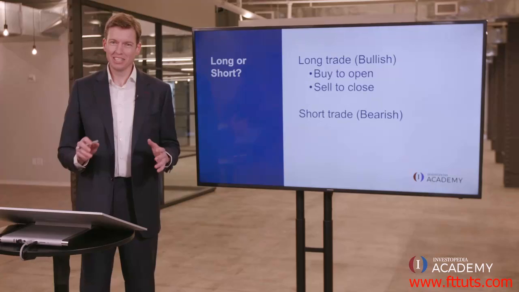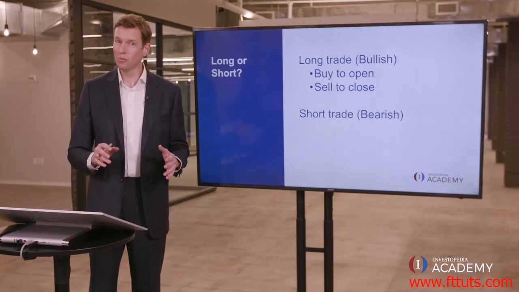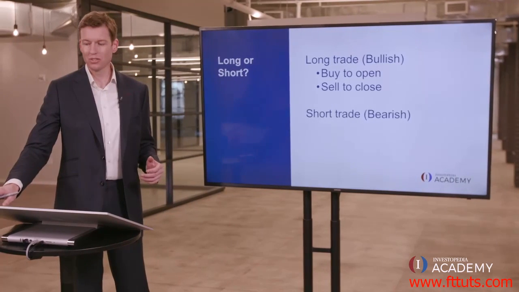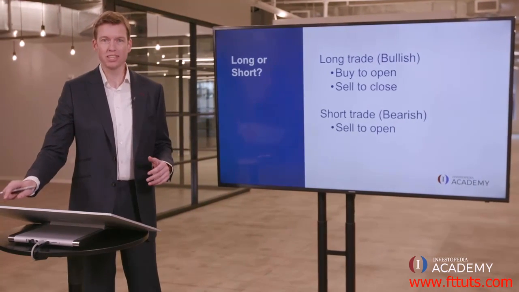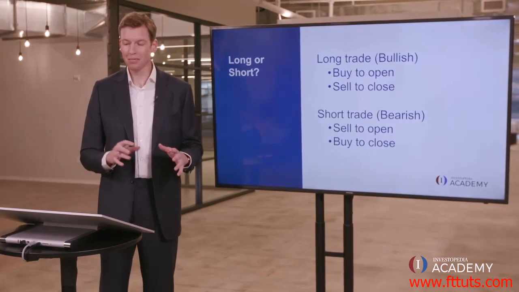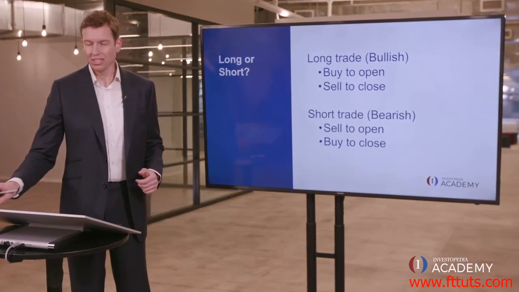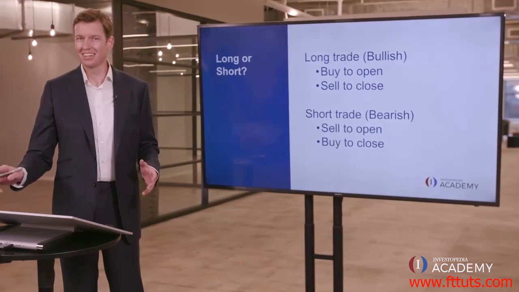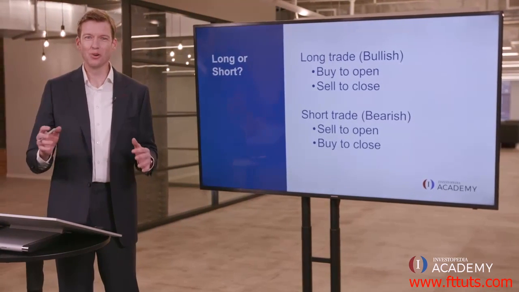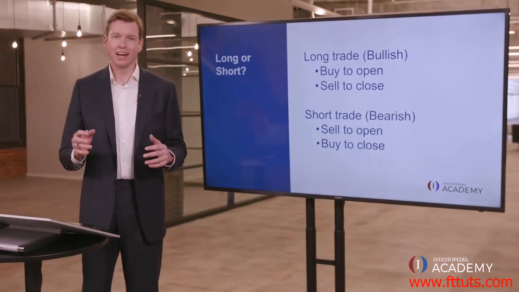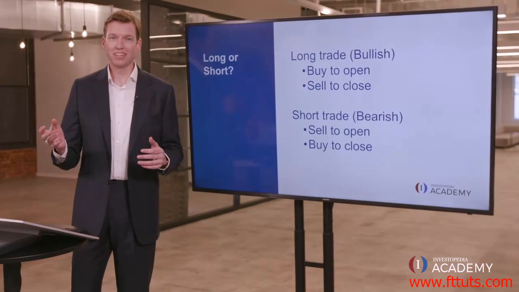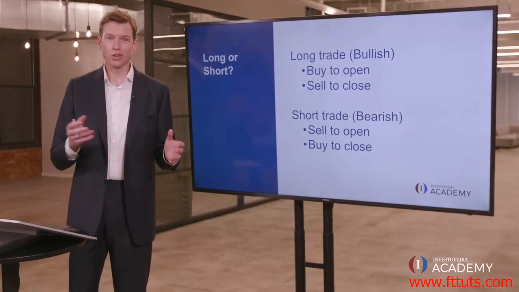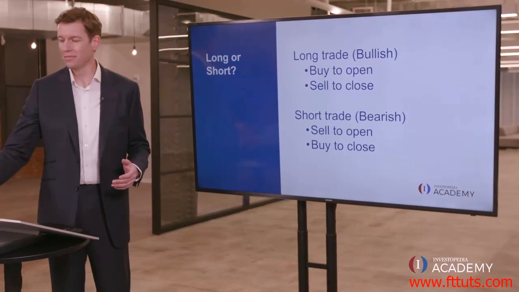Shorting, however, is a little bit different. Here we're selling to open and we're going to be buying to close. So we're going to wash that trade out at the end by basically reversing the position. So we buy it back to close. So let's talk in a little more detail about how we know which way we want to trade. How do I know whether I want to be bullish or bearish, depending on what I think about each of the currencies in a particular pair?